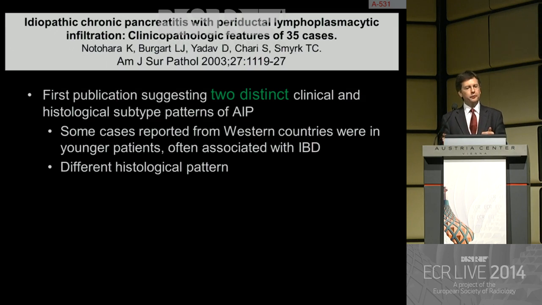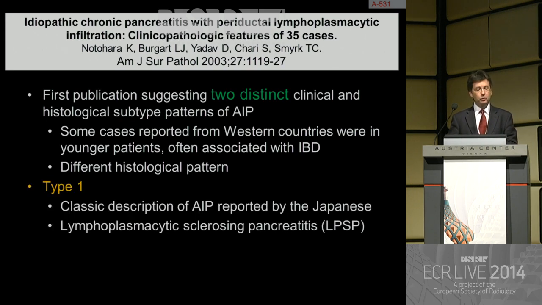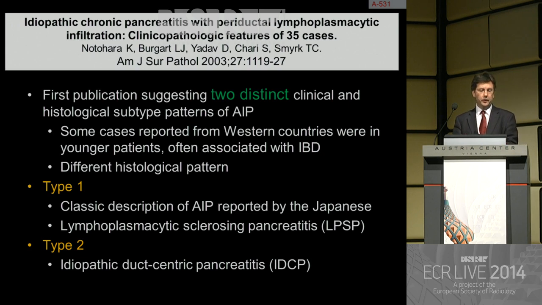Now, at the same time in 2003, another paper was published, the first publication suggesting there were 2 types of autoimmune pancreatitis based on the histological subtypes. Some cases were being reported from Western countries, which were seen in younger patients with a slightly different clinical presentation and often associated with IBD, and in particular ulcerative colitis. And these different histological patterns have led to the 2 subtypes. Type 1, the classical description of AIP reported by the Japanese, lymphoplasmacytic sclerosing pancreatitis, LPSP, and type 2, idiopathic duct-centric pancreatitis, IDCP. The problem for all of us is it gets slightly confusing with the terminology.